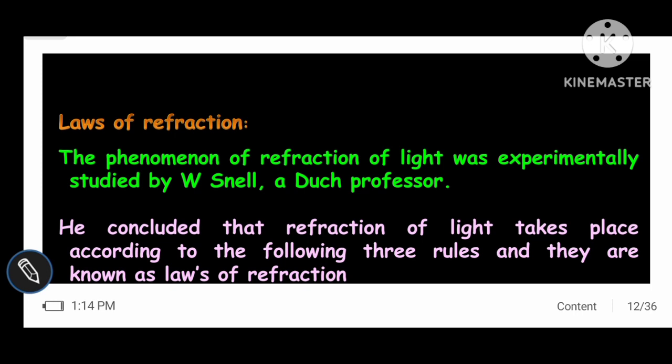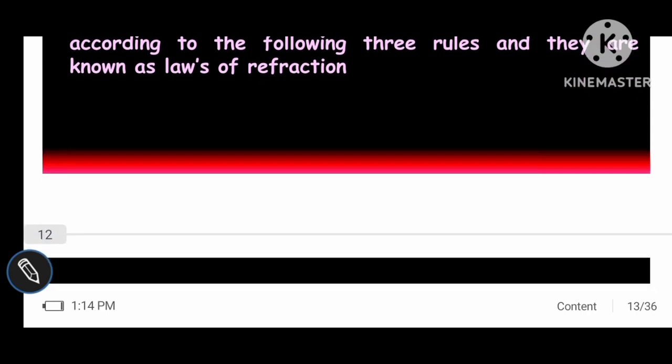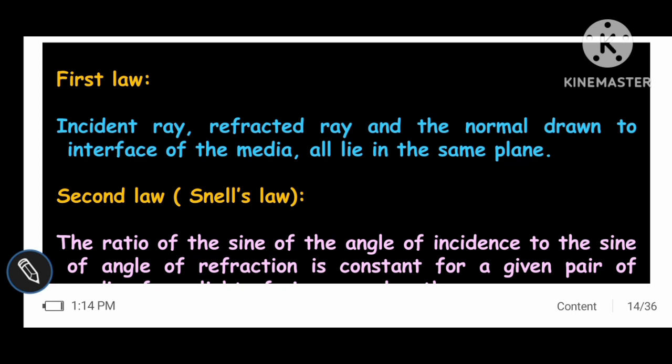Next topic is laws of refraction. The phenomena of refraction of light was experimentally studied by Willebrord Snell, a Dutch professor. He concluded that the refraction of light takes place according to the following 3 rules, and they are known as laws of refraction. So in your 10th standard, you have already studied about the light chapter, starting with the refraction and the laws of refraction. The same will be repeated here.